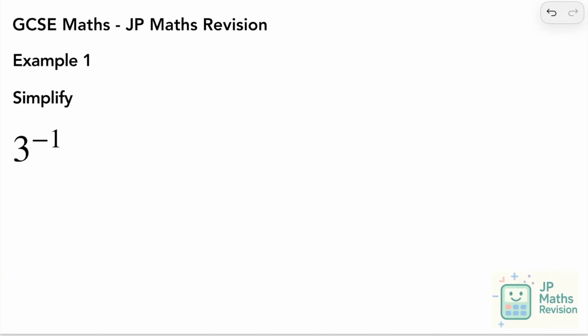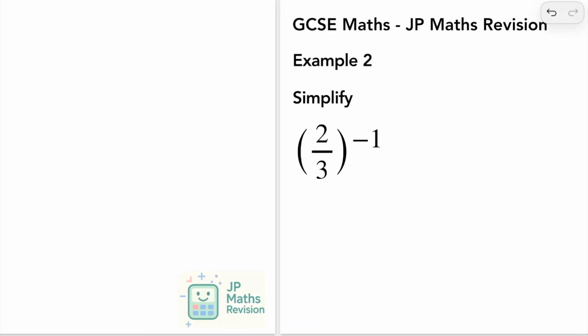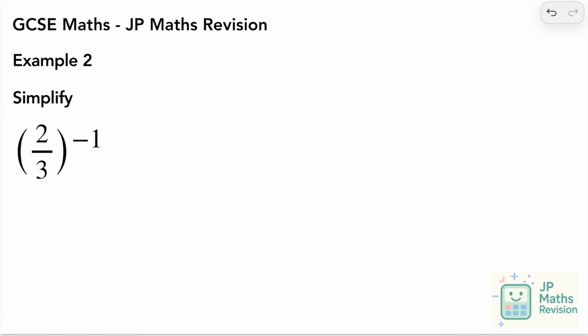So here's an example. So firstly, we need to simplify 3 to the power of minus 1. So it's the power of minus 1, so we're going to take the reciprocal of 3. So 3 by itself is 3 over 1. So if we take the reciprocal of that, that's going to become 1 over 3. So the answer to this question is 1 over 3. Here we have 2 over 3 to the minus 1. So again, we're going to take the reciprocal of 2/3. So doing that, we end up with 3 over 2.